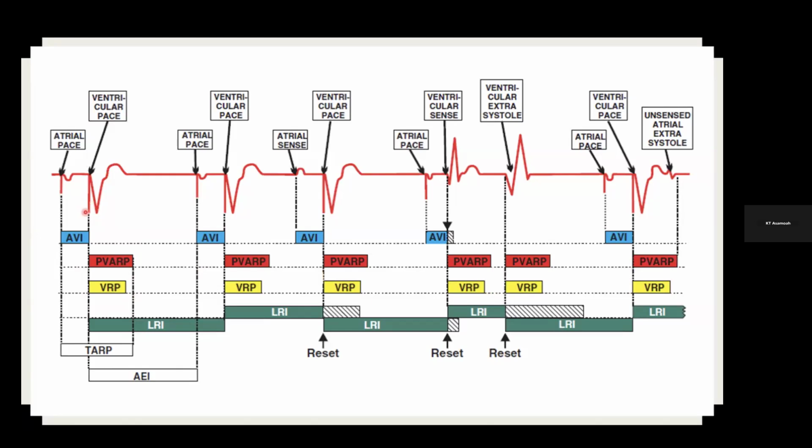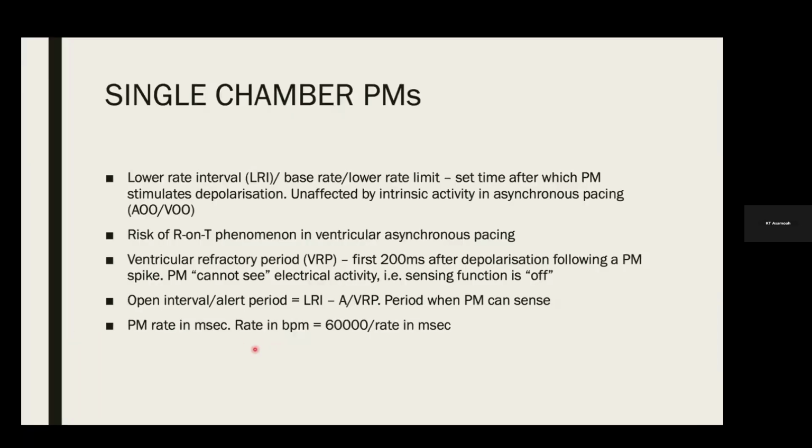So this is the lower rate interval I was talking of. You have set the rate. When it comes to pacing, it's set in milliseconds, not in beats per minute. And if you want to translate it into beats per minute, then it's 60,000 divided by the milliseconds. So for example, if you set it at 1,000 milliseconds, that comes to 60 beats per minute. If it's 600 milliseconds, that's 100 beats per minute.